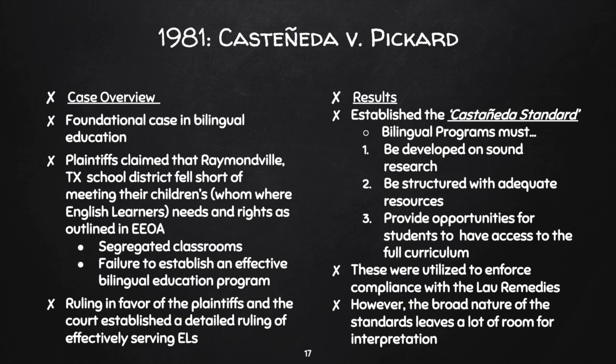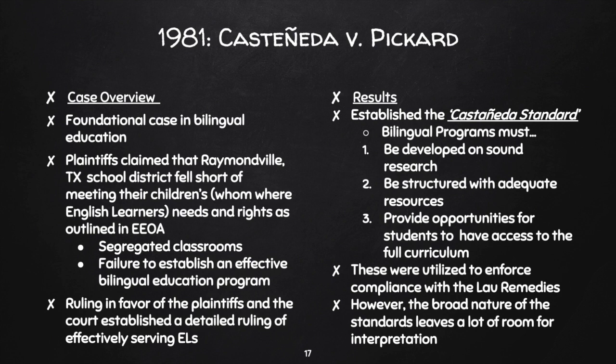And so again, the plaintiffs were claiming that their students were not being served in their Texas school district in Raymondville, Texas, and the students were English learners. They were saying that their classrooms were segregated and that there was a failure to establish an effective bilingual education program. The judge in this case actually ruled in favor of the plaintiffs, and the court established a detailed ruling of effectively serving English learners.